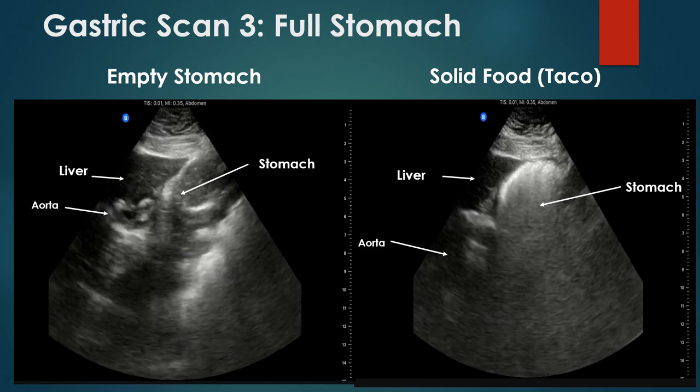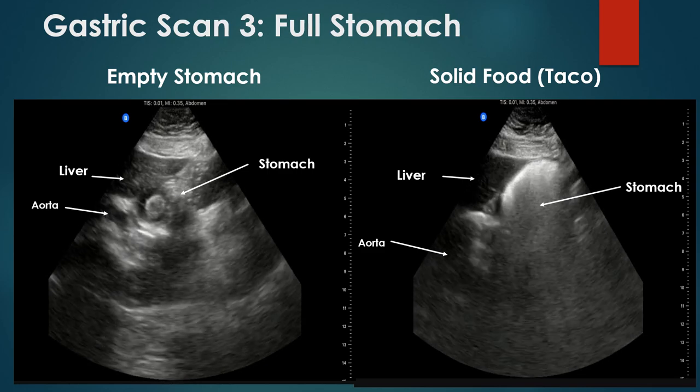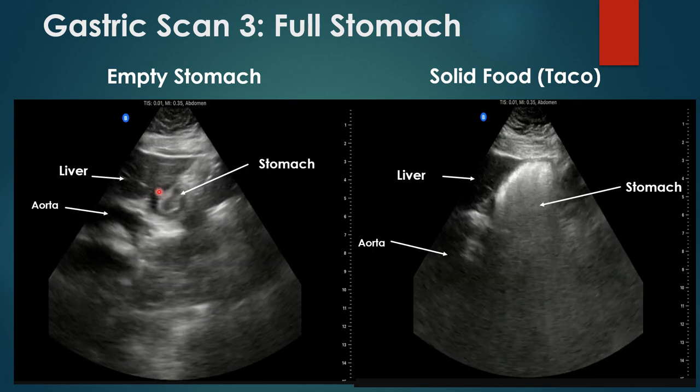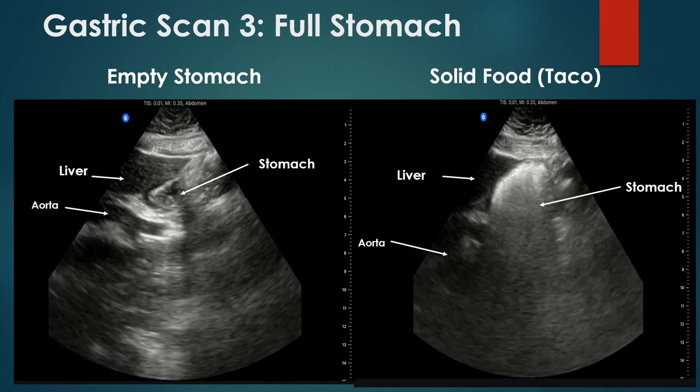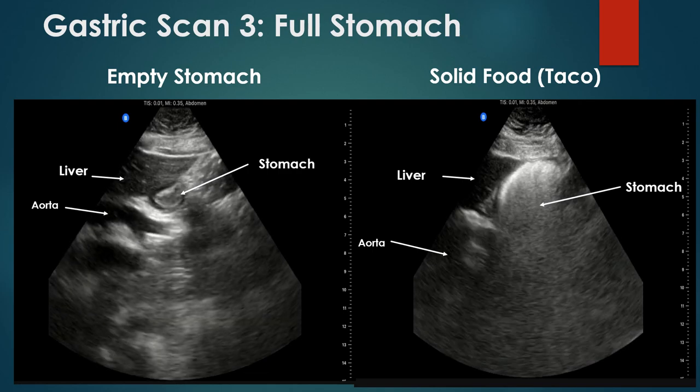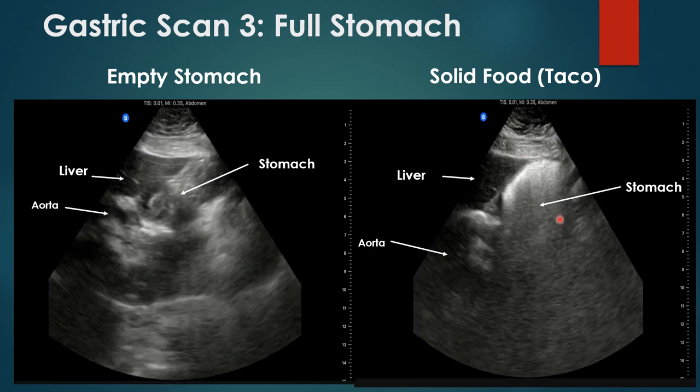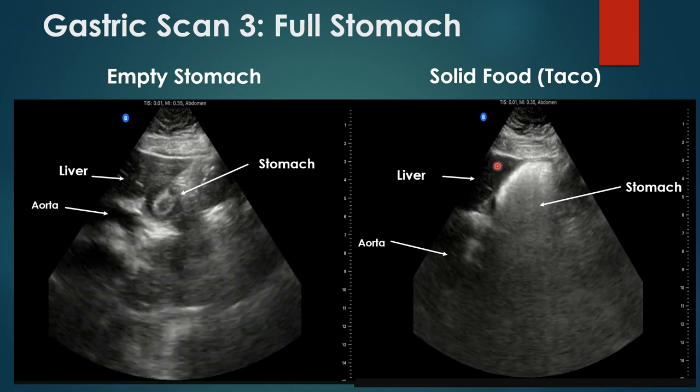In this scan, you've got the empty stomach again on the left side, and you've got a nice bullseye on the right. This is after a taco. Sorry, it's all we had in the house. And there's the liver, the tip of the liver.